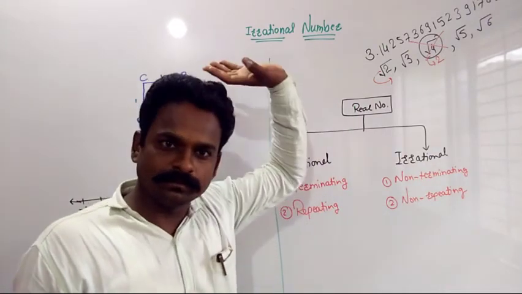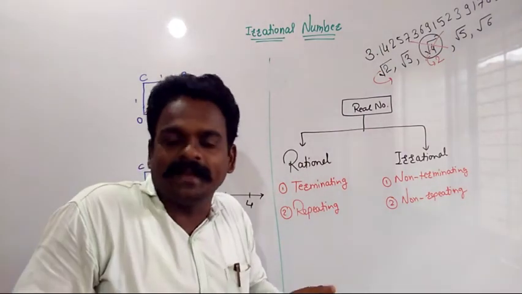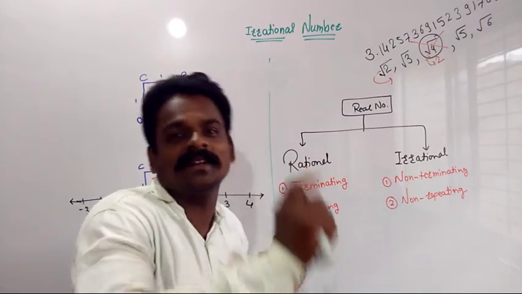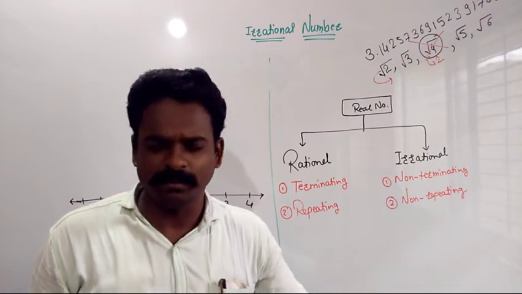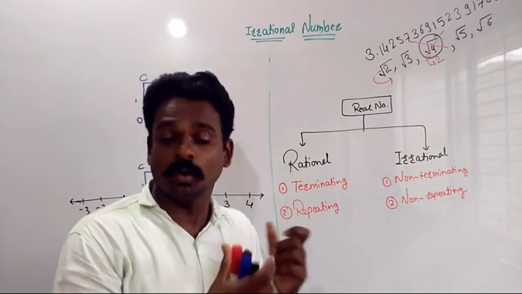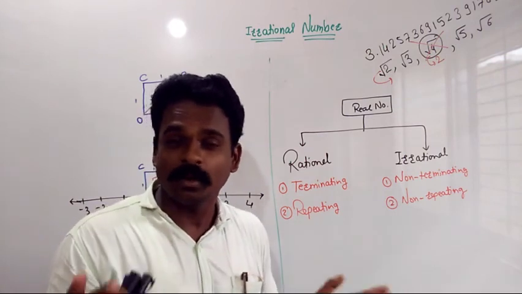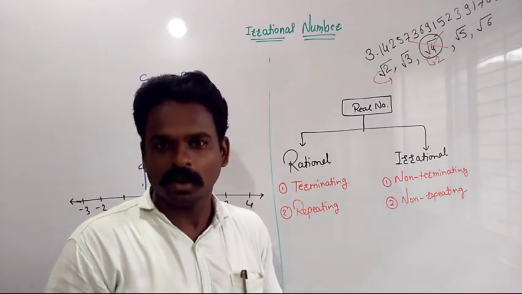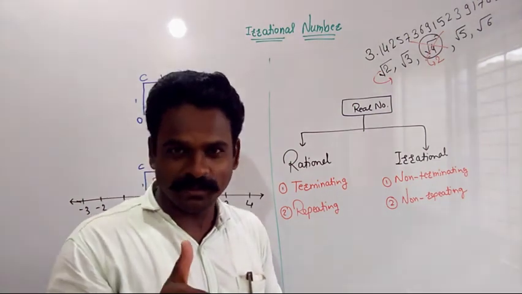It will continue. Second point, a rational number repeats a digit or a group of digits after the decimal point. Irrational numbers are non-repeating. That means there is no fixed pattern of repetition. So there is no fixed pattern of repetition in irrational numbers. I think you have got all of the things clearly. Okay. Thank you.